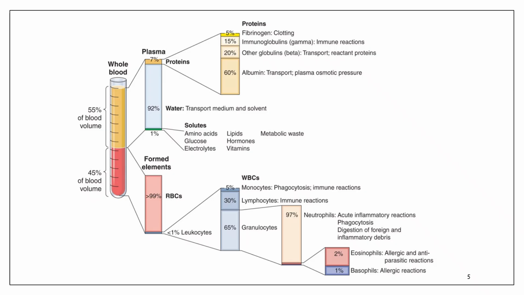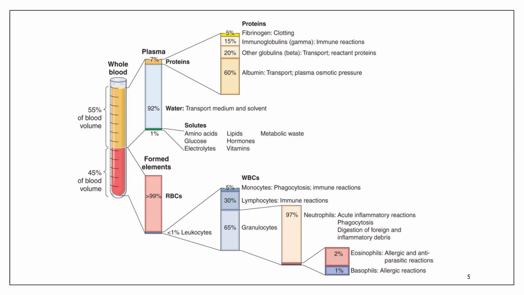That proportion alone already tells us something important clinically. If those numbers shift, we're dealing with anemia, polycythemia, dehydration, or plasma protein issues. When clinicians talk about hematocrit, they're talking about that red cell column, not the plasma.